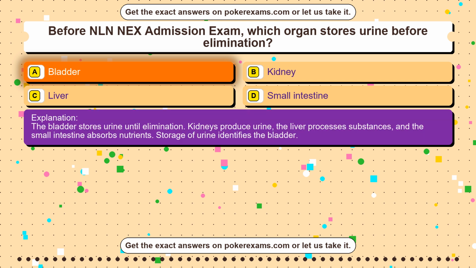The bladder stores urine until elimination. Kidneys produce urine, the liver processes substances, and the small intestine absorbs nutrients. Storage of urine identifies the bladder.